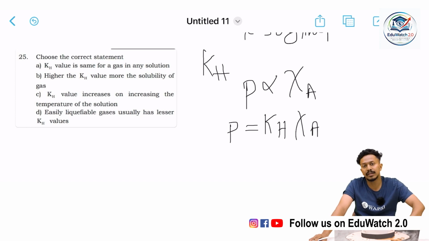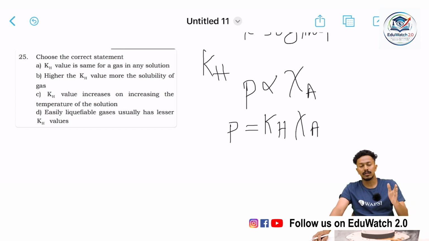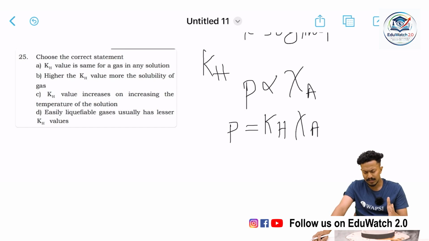As you know, if the temperature of a solution is increased, its solubility decreases. That's why in higher temperature or hot water, aquatic animals cannot survive, because the dissolution of oxygen in water is reduced. So we could apply Henry's law here: the higher the temperature, the lower its solubility. So we could say that the KH value increases with an increase in temperature. So option C is the correct answer.